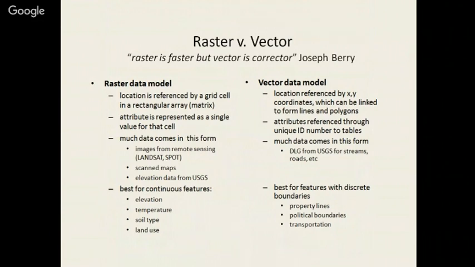Much raster data comes from images from remote sensing sensors, and scanned maps and elevation data by the USGS, United States Geological Survey, are actually provided in raster data form. But vector data form is rarely available. Like the digital line graph by the USGS for streams is actually available in a vector data form.